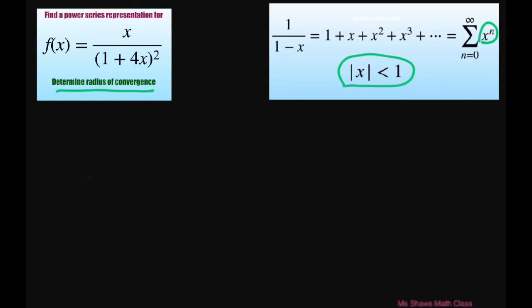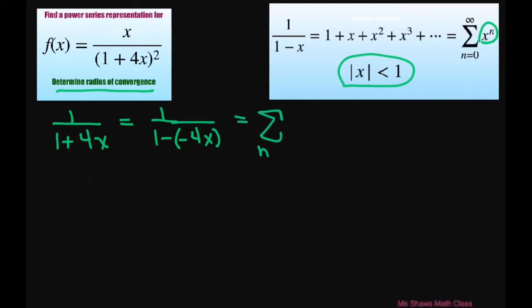convergence. What we have is basically, if we look at 1 divided by 1 plus 4x, we can write this as 1 divided by 1 minus negative 4x. So this is going to equal the sum from n equals 0 to infinity, and I'm going to substitute my x to the nth power to negative 4x to the nth power, because ours is different.